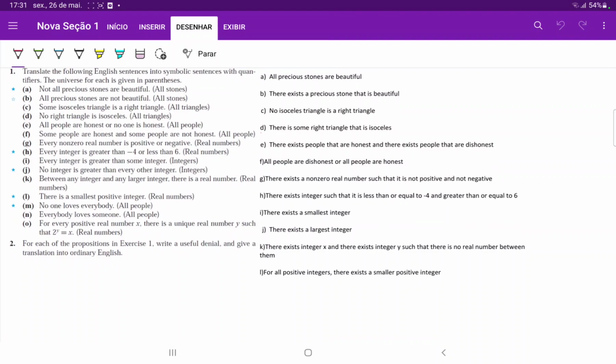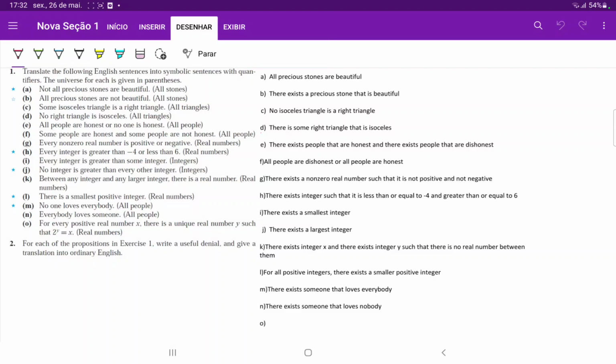So we did L. For M, no one. This is a universal, so we're going to use an existential to deny it. So there exists someone that loves everybody, right? That is our M. What about our N? Our N is everyone loves somebody. So that is universal. So we're going to say there exists someone that loves nobody, right? So we just changed the universal to the existential, and then we denied the proposition. And lastly, we have O.